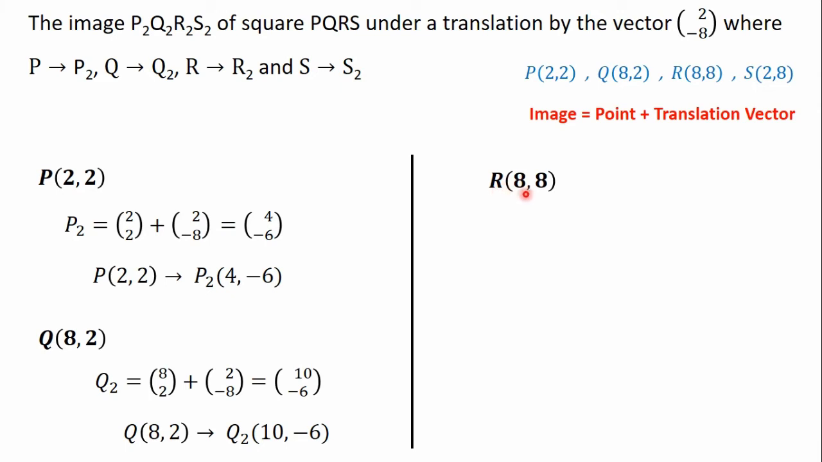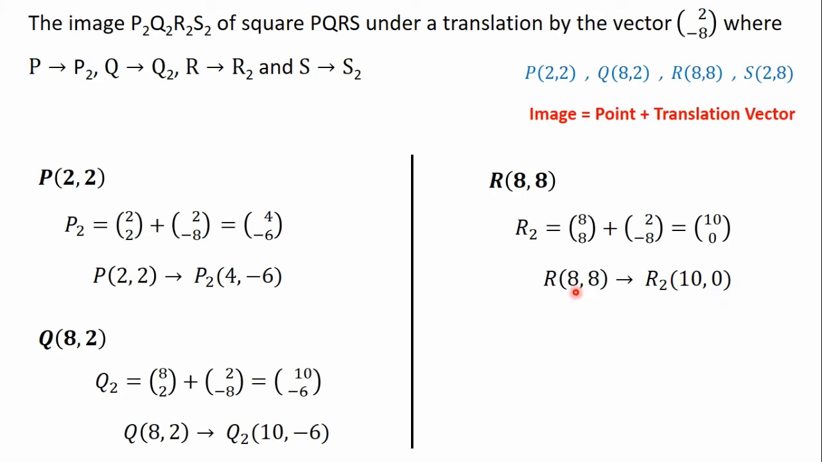Point R has the coordinates 8, 8. The image of R, which is R2, will be equal to the point 8, 8 plus the translation vector 2 minus 8. 8 plus 2 is equal to 10. 8 plus minus 8 will give us 0. So point R with coordinates 8, 8 will give us R2 with coordinates 10, 0.